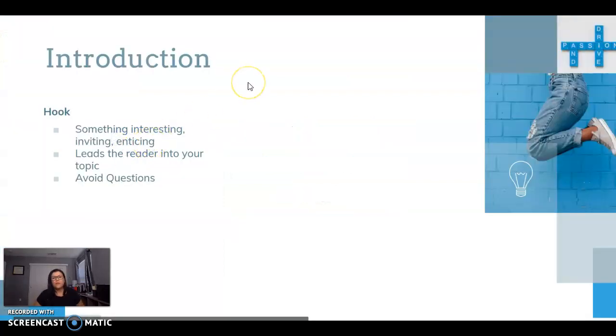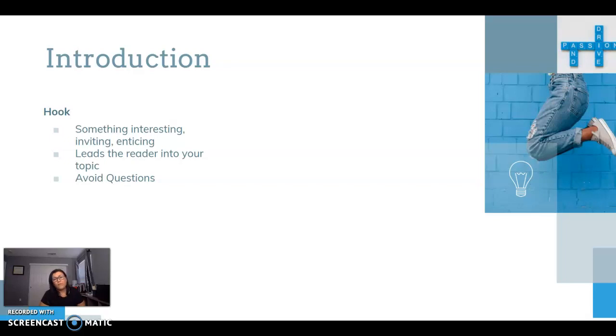Okay, so you want to have a hook in your introduction. This hook needs to be something that is interesting, inviting, enticing, right? You want to get your reader interested and really intrigued about your topic. So it should lead the reader into your topic, all right?